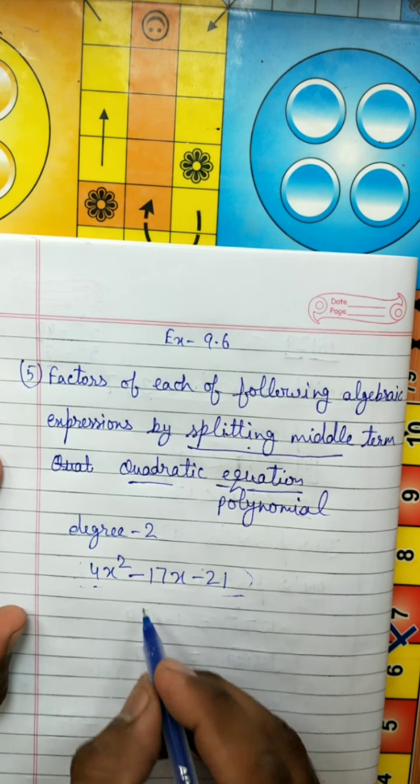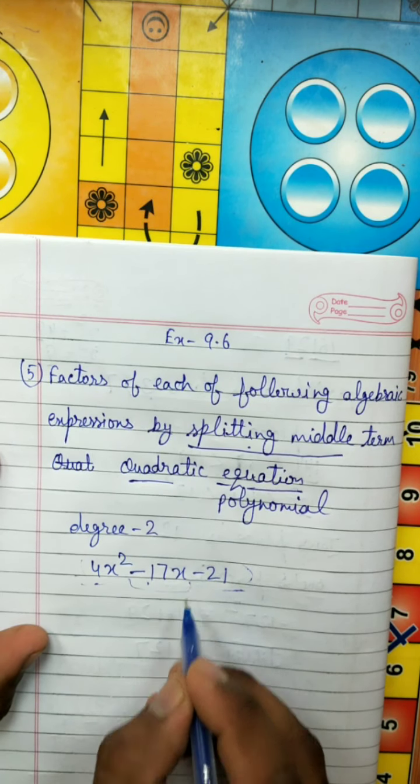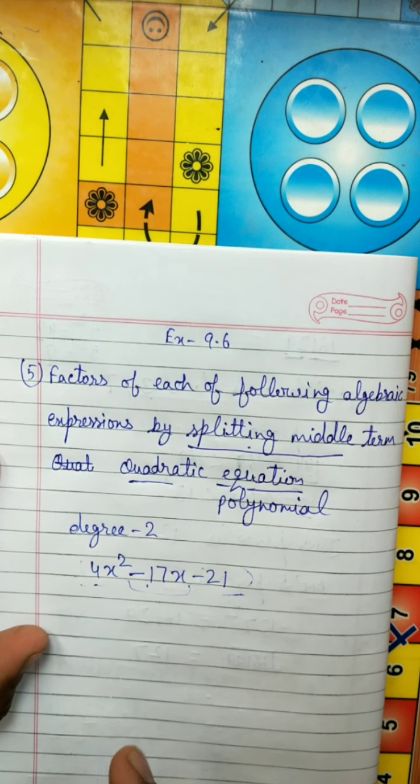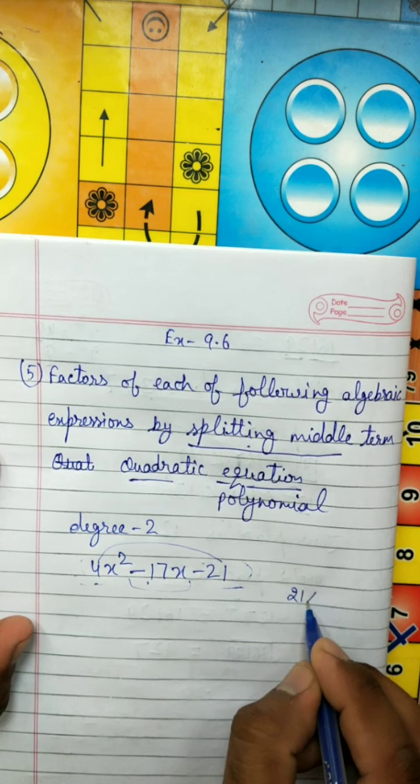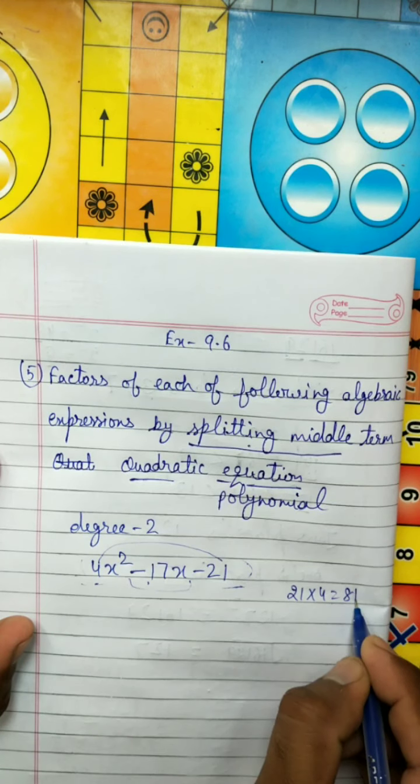What you need to do, we need to split this term. How we need to split it? In such a way, the product of 21 and 4, that is 21 into 4, that is 84.